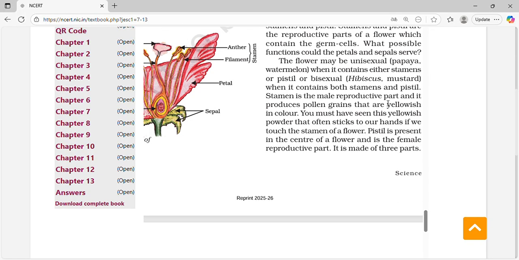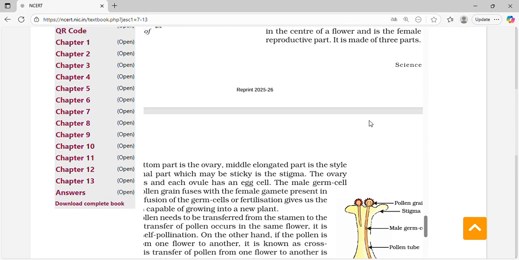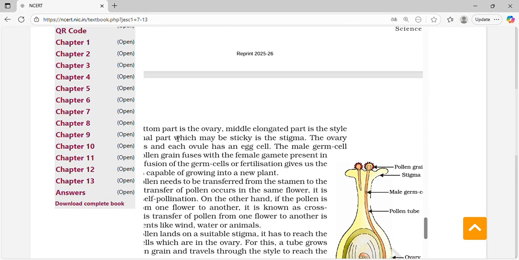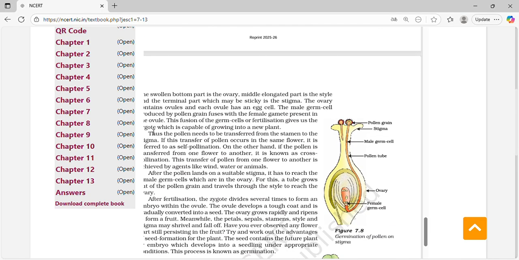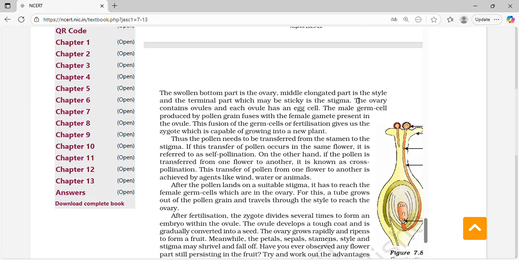Stamen is the male reproductive part and it produces pollen grains, which are yellowish in color. Pistil is present in the center of the flower and is the female reproductive part. It is made up of three parts. The swollen bottom part is the ovary, the middle elongated part is the style, and the terminal part, which may be sticky, is the stigma. The ovary contains the ovules, and each ovule has an egg cell.